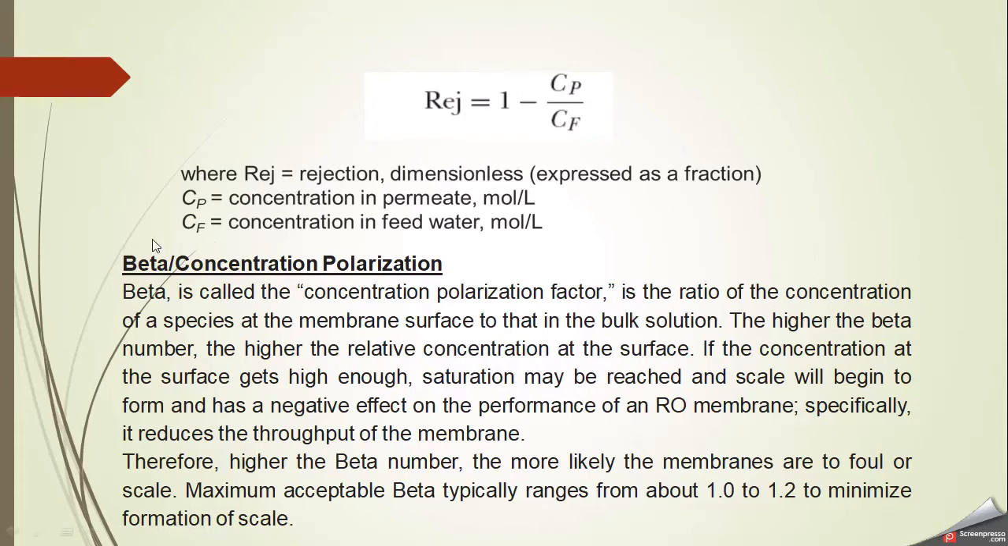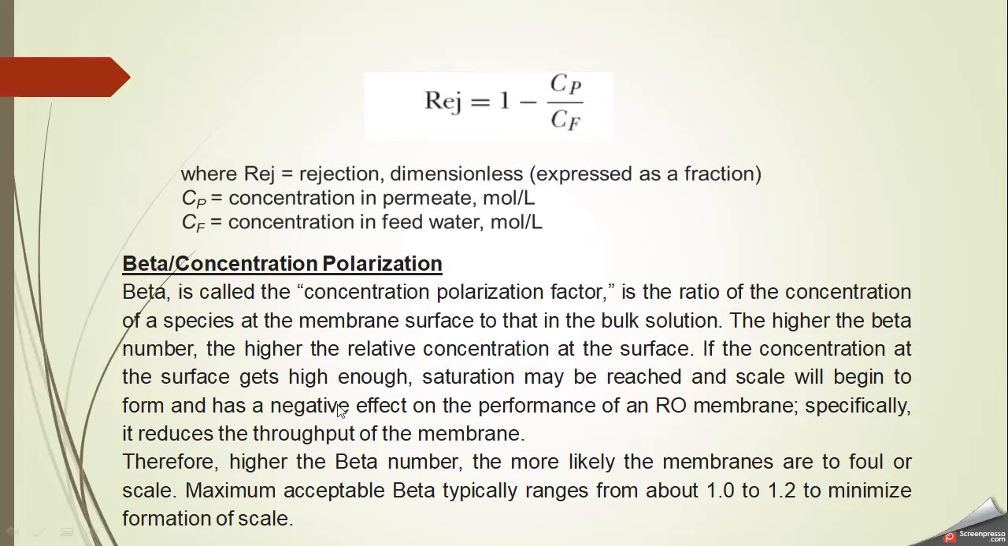There is another important term, beta, or concentration polarization. Beta is sometimes called the concentration polarization factor, and it is the ratio of the concentration of a species at the membrane surface to that in the bulk solution. The higher the beta number, the higher the relative concentration at the surface. If the concentration at the membrane surface becomes higher, then the beta value also becomes higher.